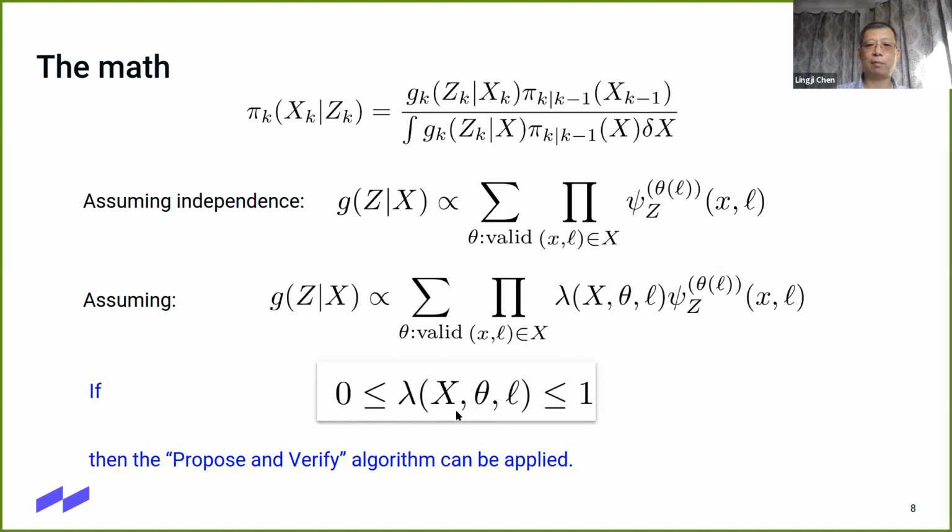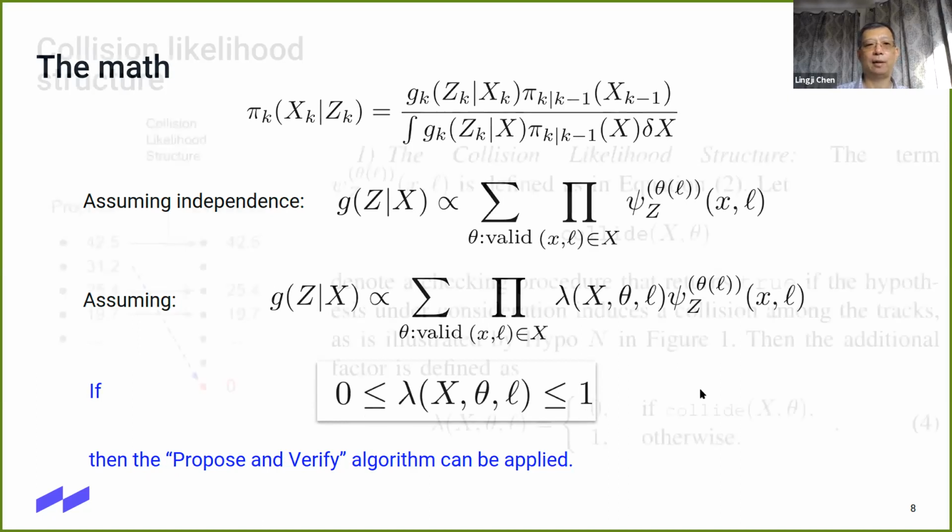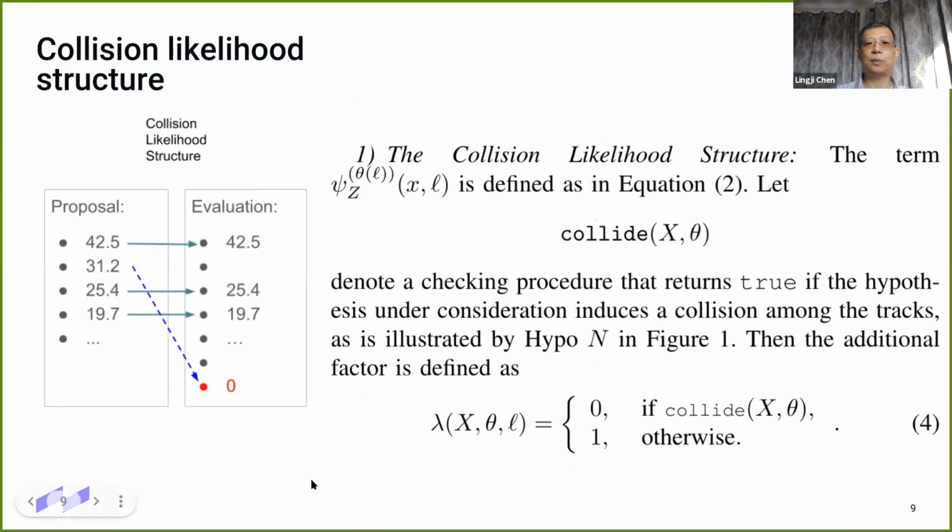If the lambda term is such that it's between 0 and 1, then the previously presented propose and verify algorithm can be applied. You can start with lambda equals 1, giving everyone the benefit of the doubt. And then after you propose and efficiently obtain top candidates, you can evaluate everyone, and the likelihood can only drop down from 1.